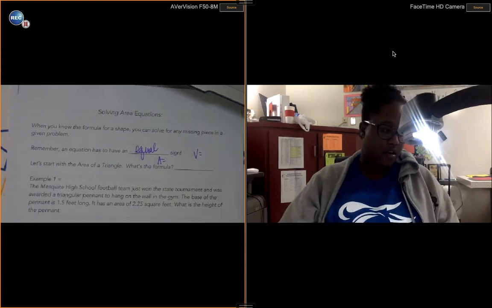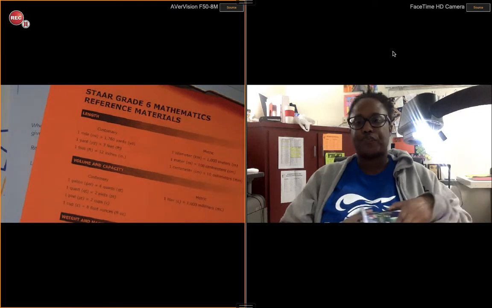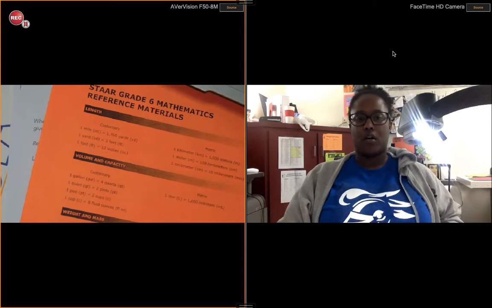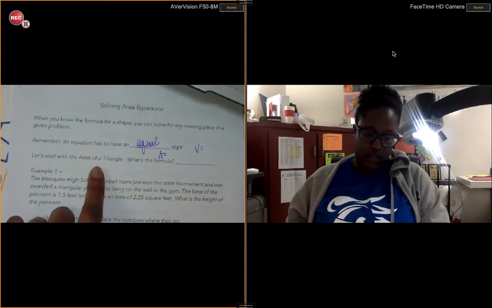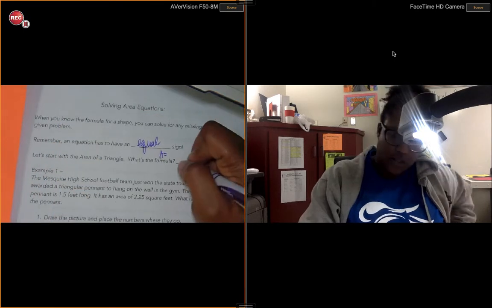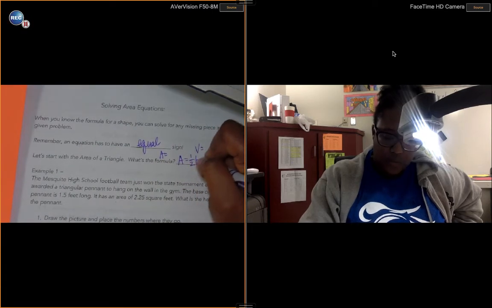Let's start with the area of a triangle. So I have my mathematics chart here. You can use the mathematics chart on Schoology, or you can use the paper copy that's up under the cart. So the area of a triangle is going to be area equals 1/2 little bh.